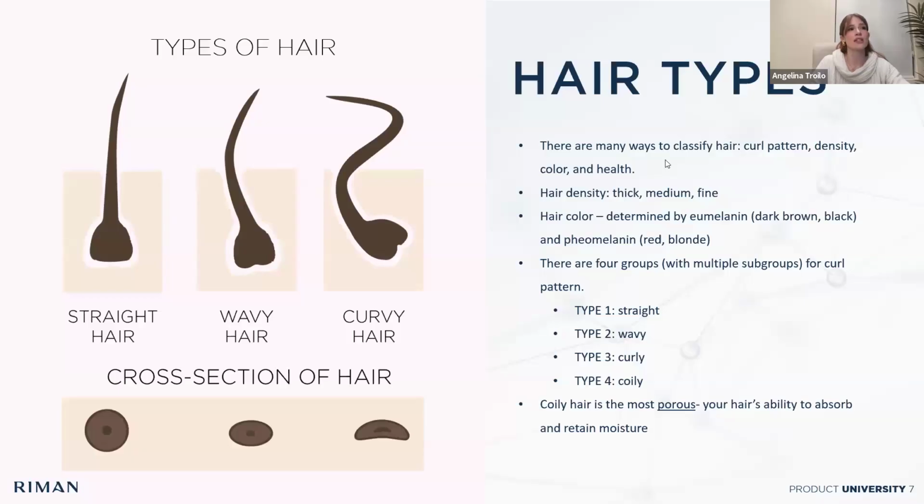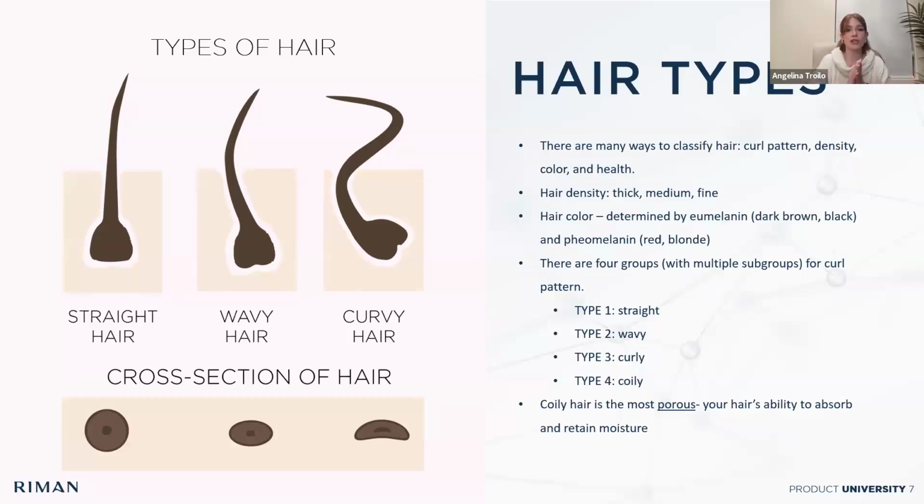And there are so many different ways to classify your hair. You can classify it by curl pattern, density, the color, the health of your hair, the tendencies of your hair in terms of oiliness or dryness. For example, if you look towards hair density, of course, you have thick, medium, or fine. Thick being the most robust, it literally feels thicker than the most fine hair.